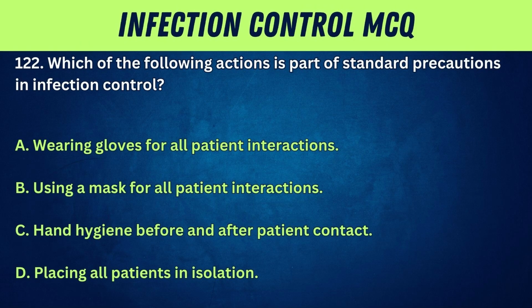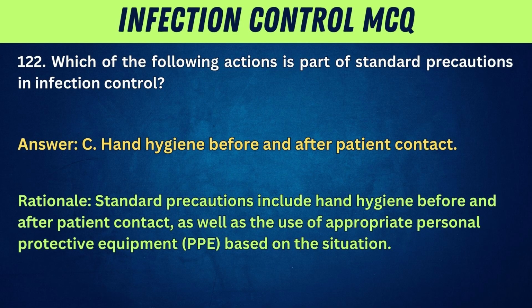122. Which of the following actions is part of standard precautions in infection control? A. Wearing gloves for all patient interactions. B. Using a mask for all patient interactions. C. Hand hygiene before and after patient contact. D. Placing all patients in isolation. Answer: C. Hand hygiene before and after patient contact. Rationale: standard precautions include hand hygiene before and after patient contact, as well as the use of appropriate personal protective equipment, PPE, based on the situation.